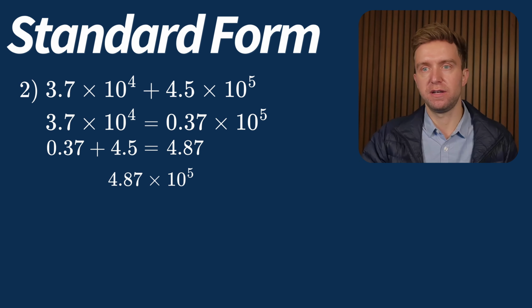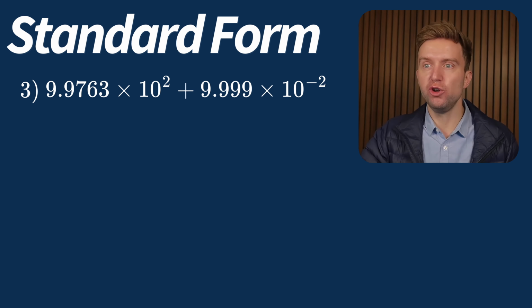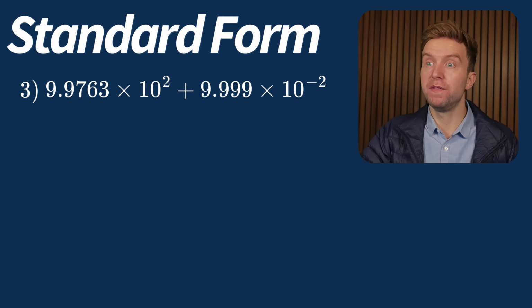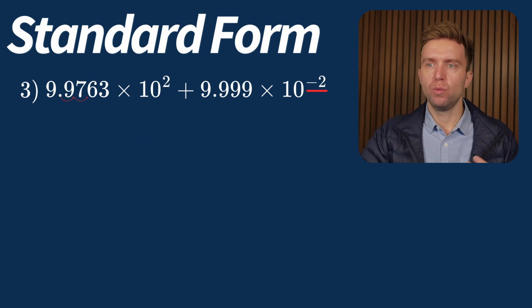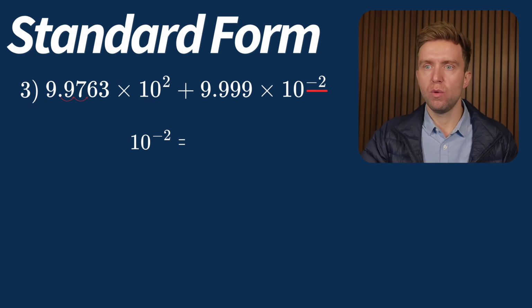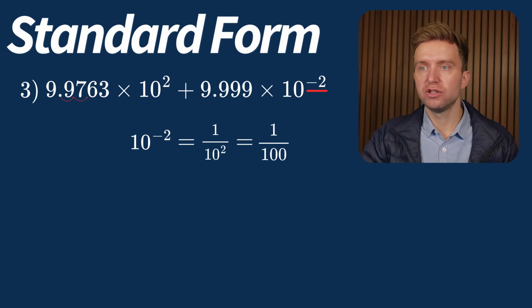Now for our final example, we have 2 different powers of 10 again, but this time one of them is negative. To convert the first number, the decimal point needs to move to the right 2 places, because we're multiplying by 10 squared or 100. With the second number, we're multiplying by 10 to the power of minus 2, which is the same as multiplying by 1 over 10 squared, which is equal to 1 over 100. So the decimal point here moves 2 places to the left.